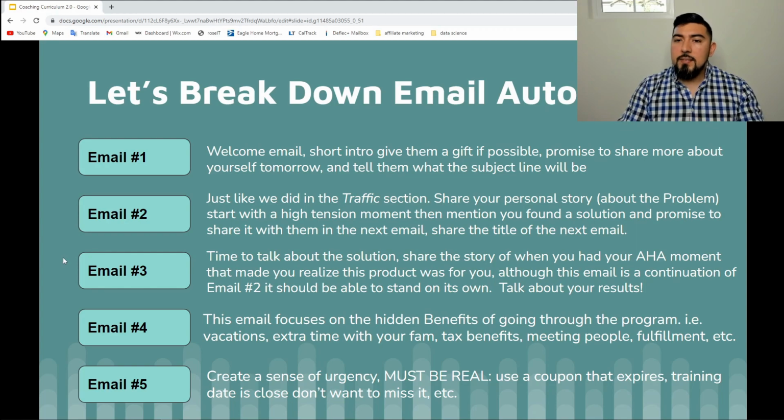So email number 5 is more of a sales pitchy style email, but it has to have a sense of urgency. If your product does not have a sense of urgency, then don't worry about sending email number 5. Just continue to write your own emails that, again, tell your story, or tell the story of other people that were successful with the program. Just never stop writing emails, guys. They're so important. I hope that helps you.